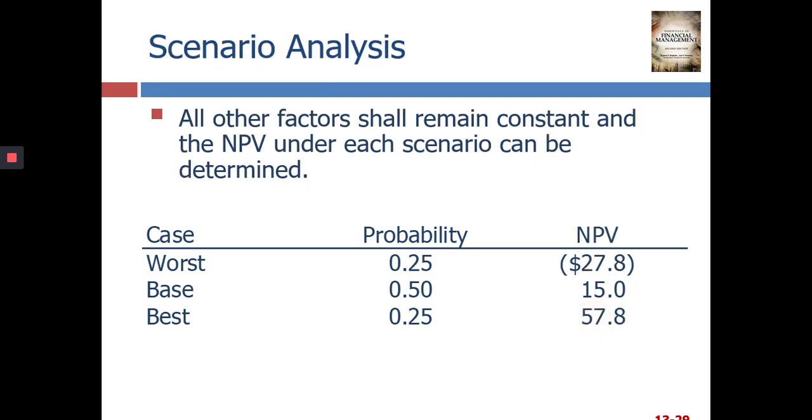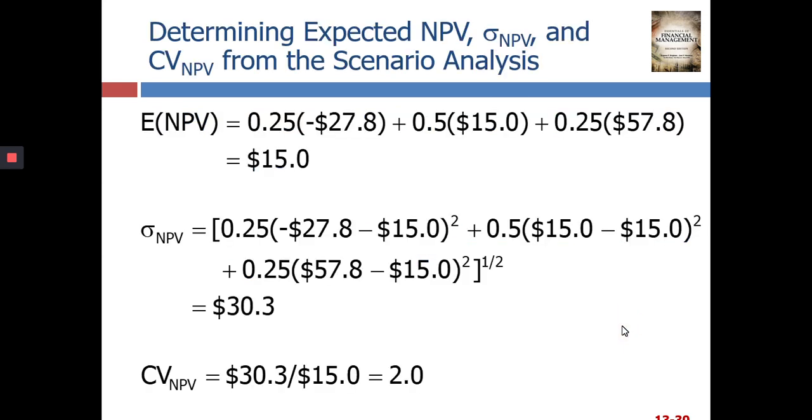So all the factors shall remain constant, and NPV under each scenario can be determined. Right, so we are finding out that worst case your NPV is negative 27.8, base positive 15, best is positive 57.8. So what we do is, using that scenario, we want to calculate what is the expected NPV, standard deviation, and also coefficient of variation of NPV.